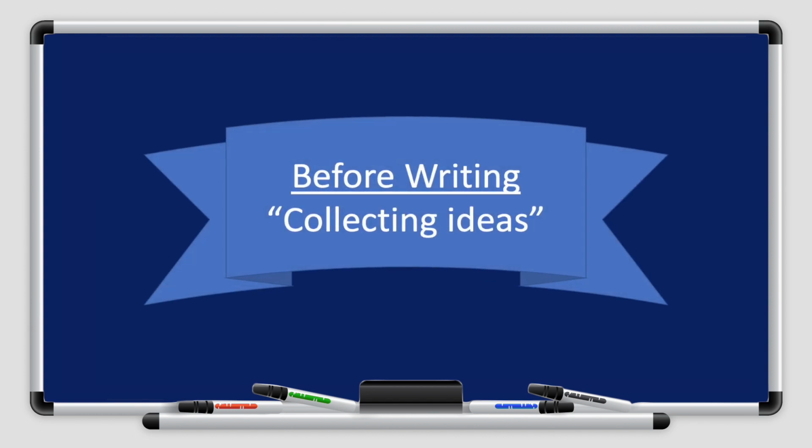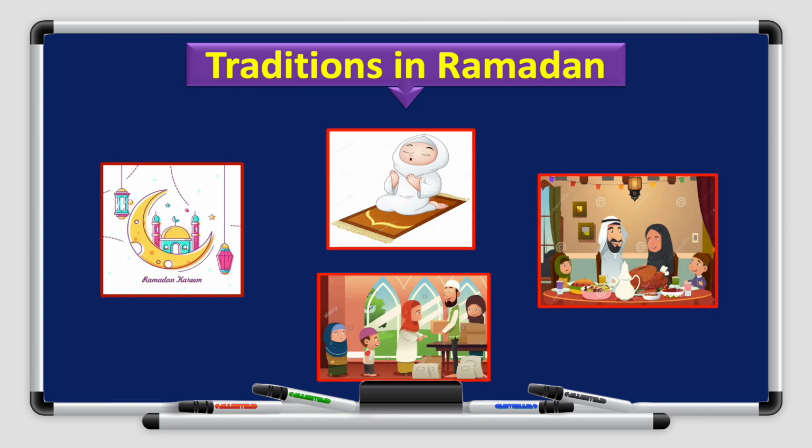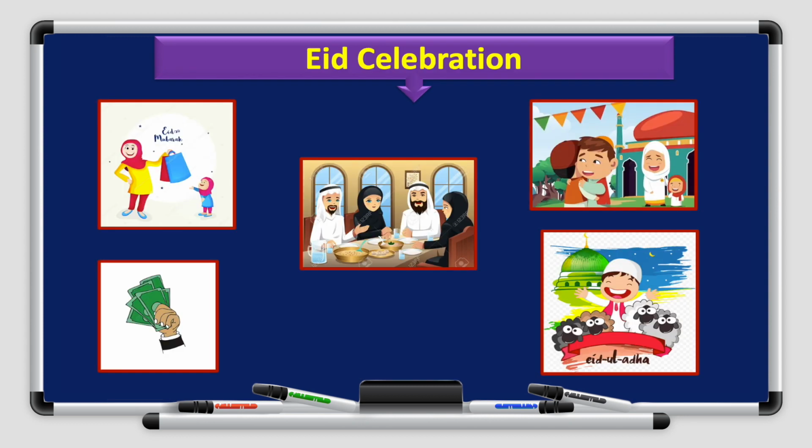Now, before writing, we're going to collect ideas for our plan. So you're going to think of the traditions in Ramadan. What do you do? You pray, you have iftar with your family, you help those who are in need. You're going to also think of the Eid celebrations. What do you do? You go visit your family and gather together. You go to pray, and children receive money from the elderly. So these are all different ideas that we will brainstorm together.